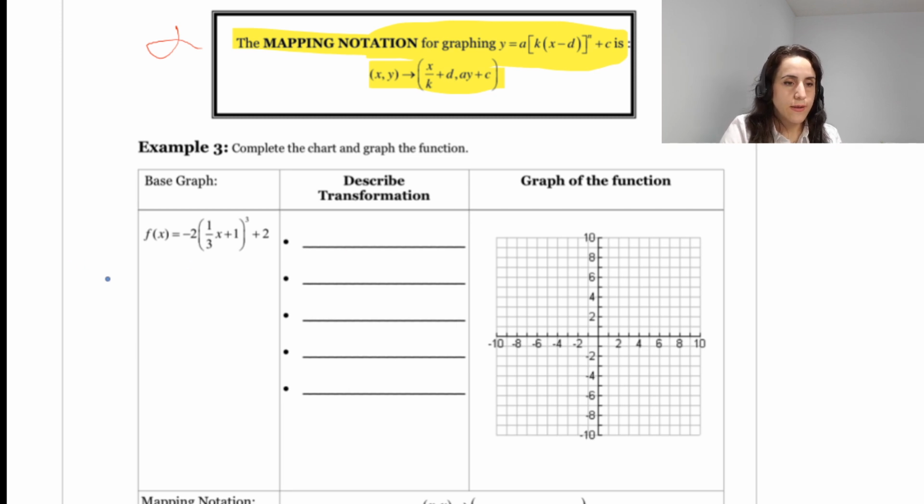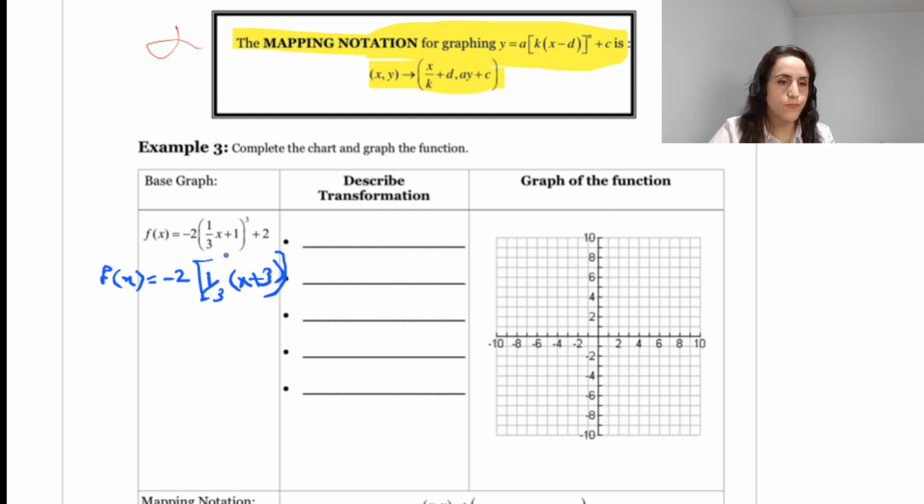I'm so sorry, but let's see. It's better maybe. Look like, I'm not sure. Negative 2, 1 over 3, x plus 3, to the power of 3, and finally plus 2.